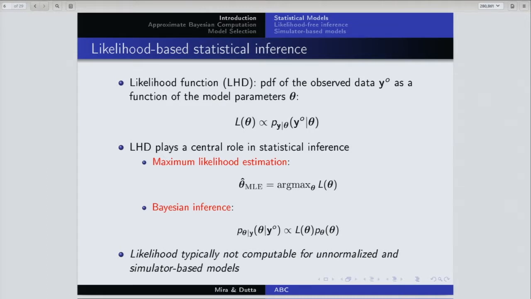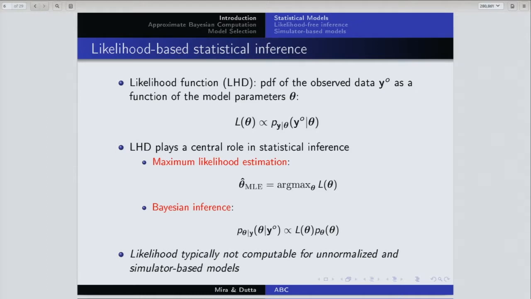And when we do maximum likelihood estimation, we find the value of the parameter that maximizes the likelihood. But we need to have the likelihood available in closed form, and therefore we need to have the model available analytically in order to maximize this likelihood.